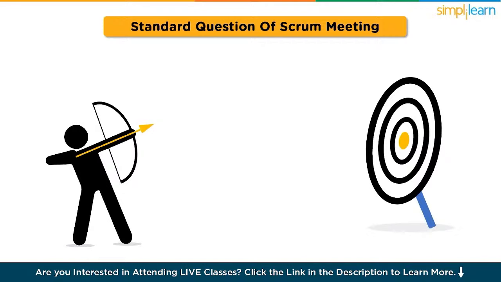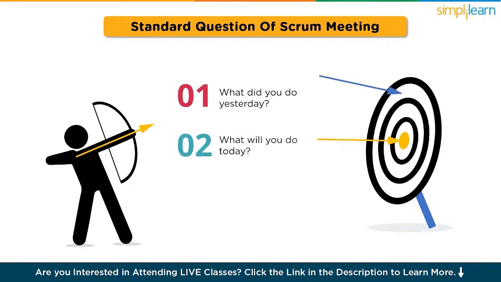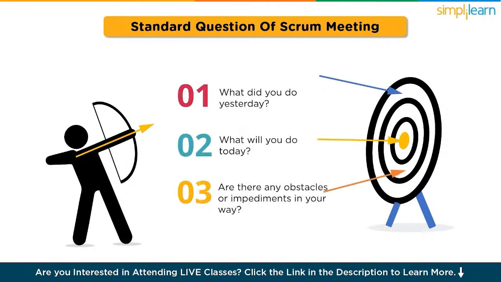Next, let's see standard questions of Scrum meeting. Question 1. What did you do yesterday? Question 2. What will you do today? Question 3. Are there any obstacles or impediments in your way?